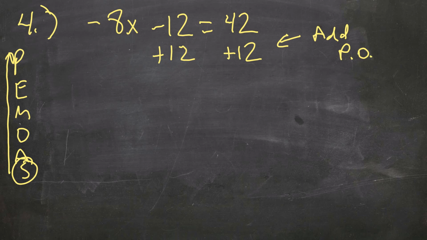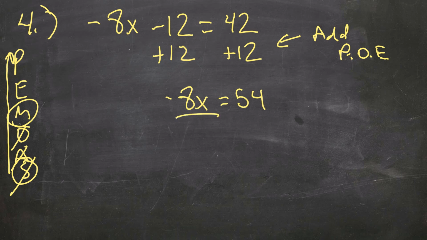I'm hoping you guys realize that if you see subtraction, that's why we're writing the addition property of equality, so you have to remember, add 12 to both sides. That gives me negative 8x equals 54. Alright, so we got rid of subtraction. There is no addition, there's no division, but look, I see multiplication. That's why I divide both sides by negative 8.